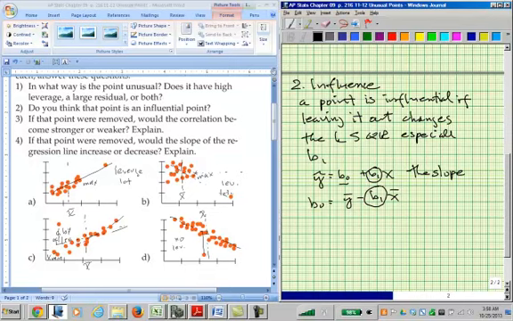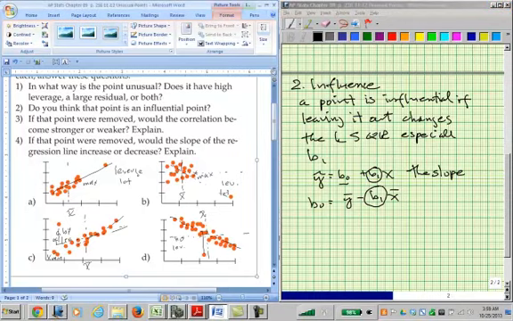Why is that? Because y bar would change. The mean of the y coordinates of all the rest of the points is somewhere around here, and this point is far from the mean of the y coordinates. Therefore, it will affect B sub 0 because it's going to change y bar. But we're not concerned with that very much. What we're really concerned with is changing the slope.